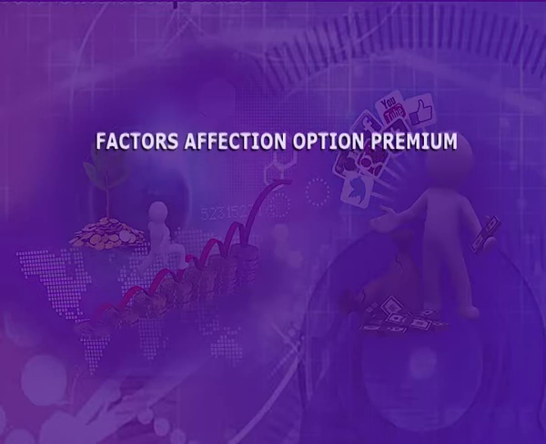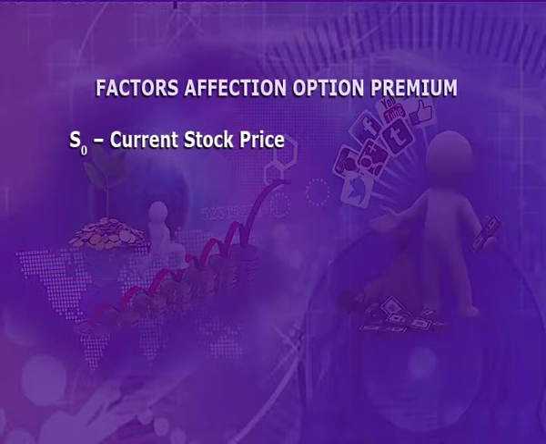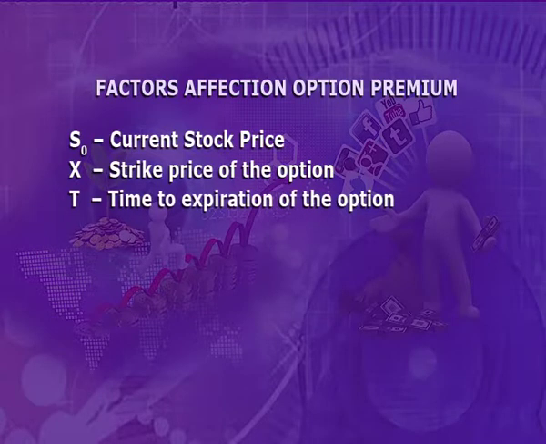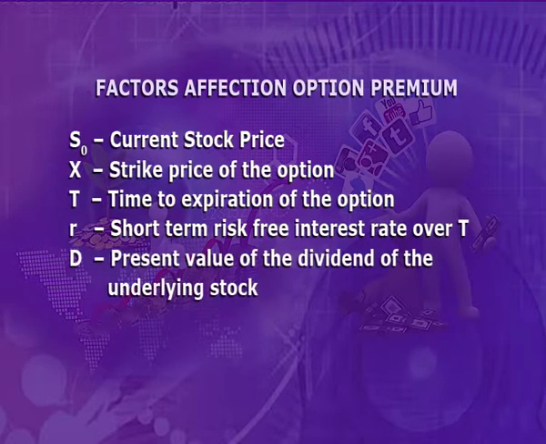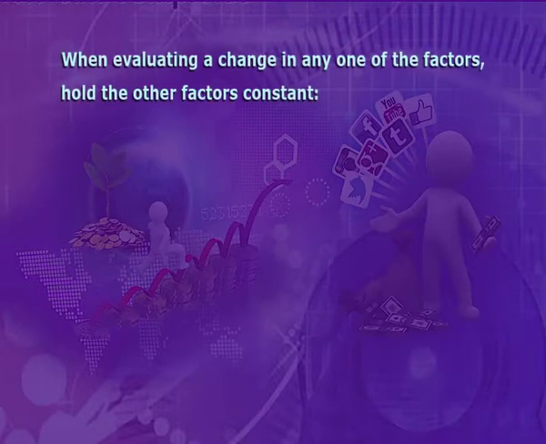6 factors impact the value of an option. Number 1, S0, current stock price. Number 2, X, strike price of the option. Number 3, T, time to expiration of the option. Number 4, R, short-term risk-free interest rate over T. Number 5, D, present value of the dividend of the underlying stock. Number 6, sigma, expected volatility of stock prices over T. When evaluating a change in any one of the factors, hold the other factors constant.